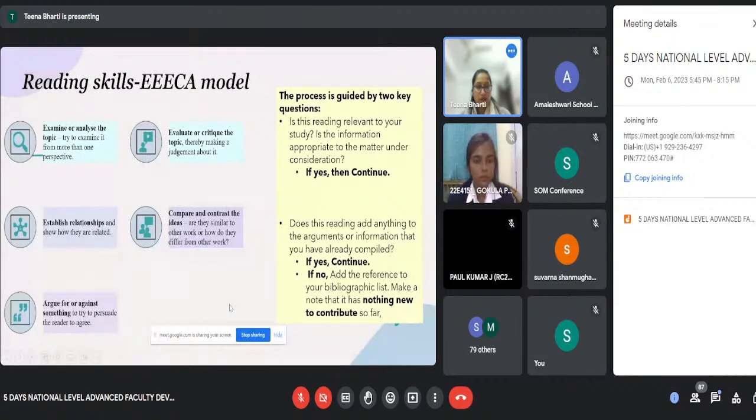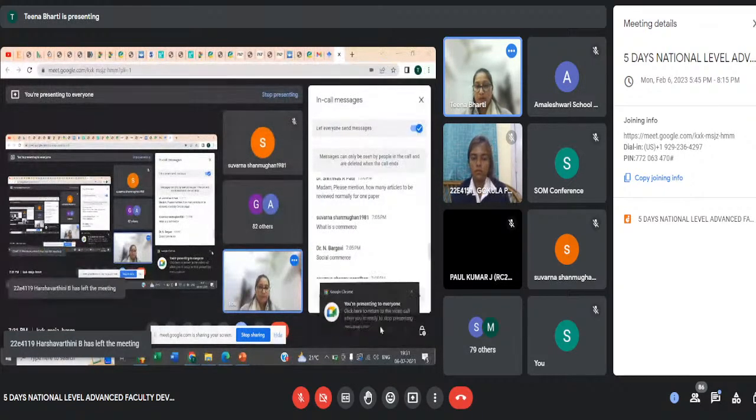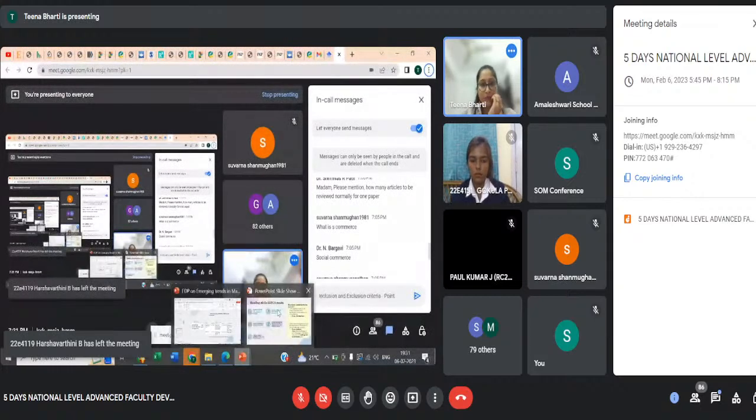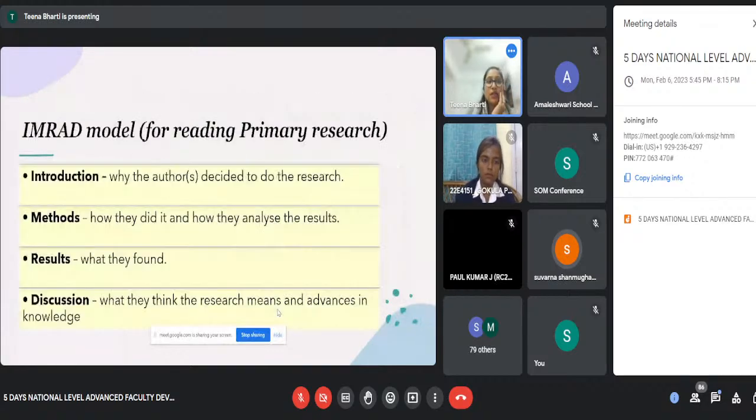Is that clear? Any doubts around this? Yes, ma'am, it's clear. Okay, okay. So this was the model.